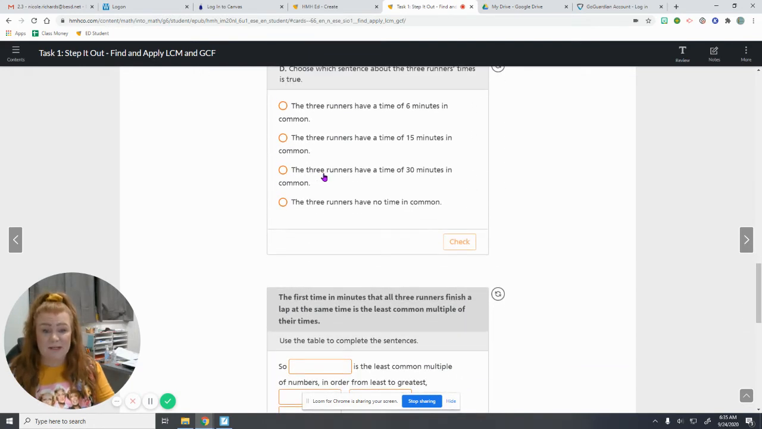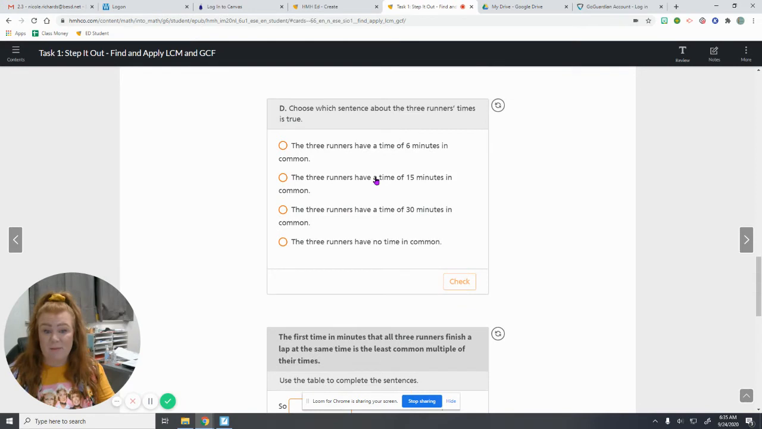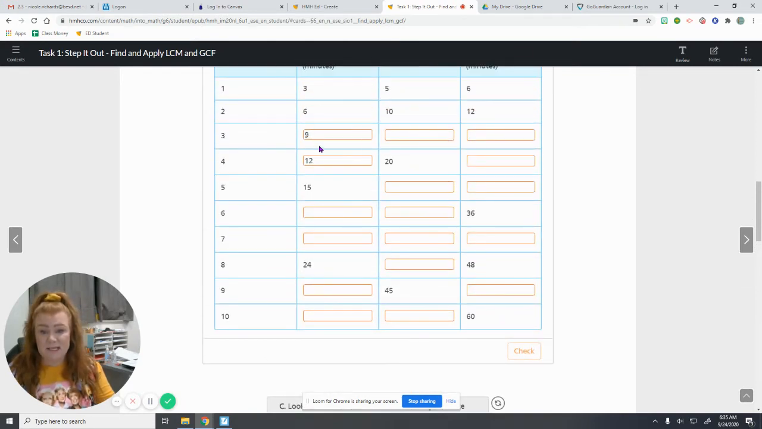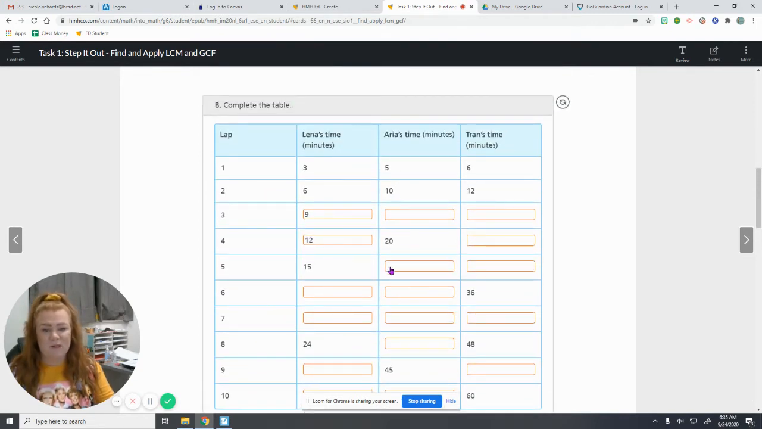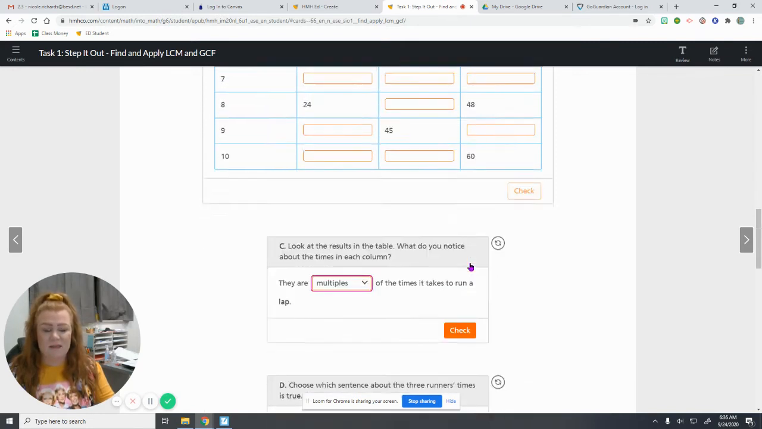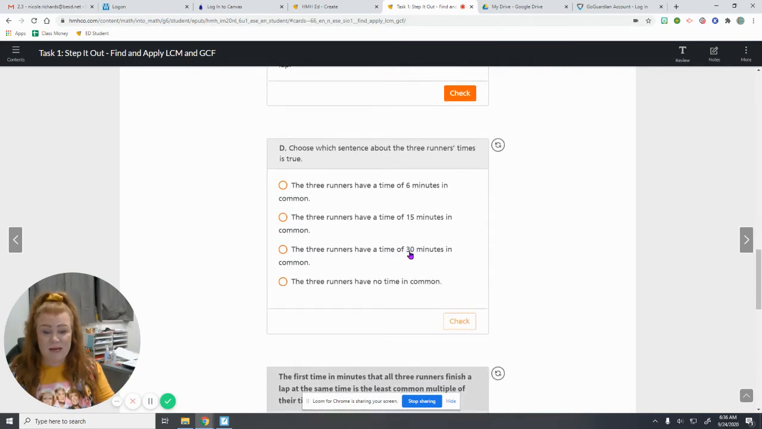So now the 3 runners have a time of 30 minutes in common. Let's check and see. So 3, 6, 9, 12, 15, 18, 21, 24, 27, 30. That one sounds good. 5, 10, 15, 20, 25, 30. 6, 12, 18, 24, 30. So they all have 30 minutes in common. So the LCM for 3, 5, and 6 is 30 minutes. So after they have been running for 30 minutes, they're all going to sync back up and cross the finish line or the starting line together.